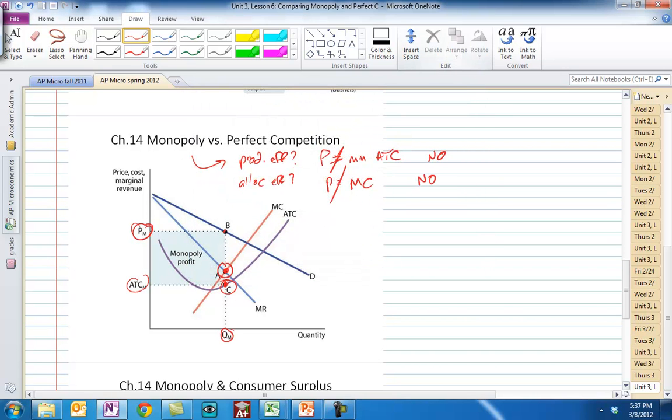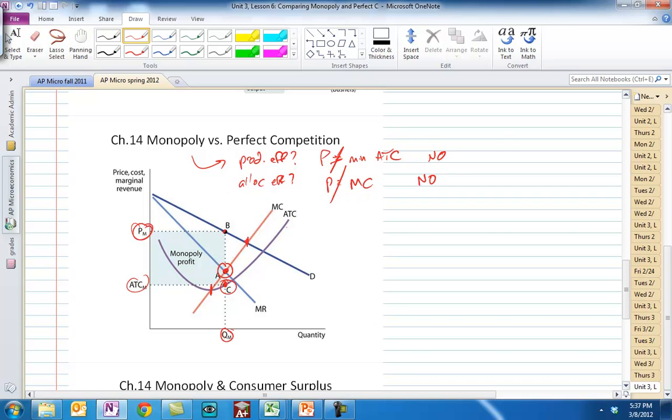Compared to the efficient, we can see on here that compared to the productively efficient quantity, which we could find here, the minimum average total cost, we're producing too much. Although compared to the allocatively efficient quantity, here P equals MC, we're producing, in a sense, too little. And that's the next thing that we want to look at here.